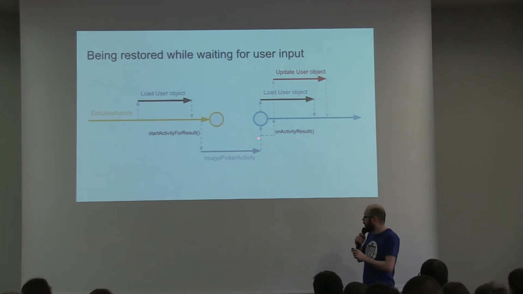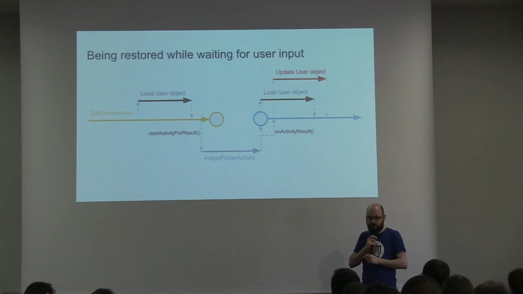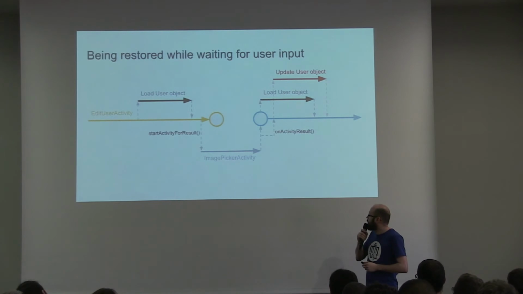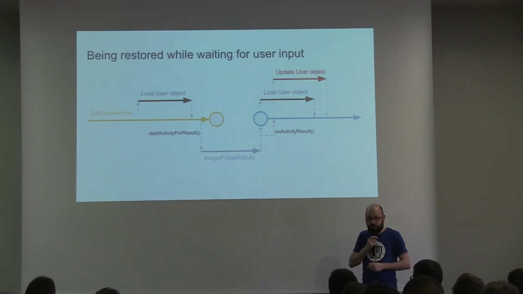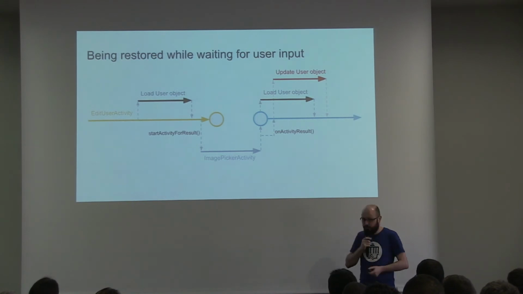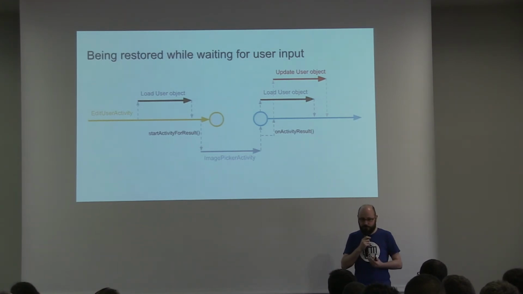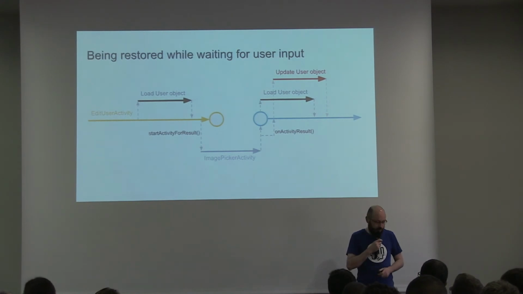In the meantime, on activity result gets called when the activity has been created. But if you kick off the update user object operation right there, the user object won't be loaded yet. So if that code basically assumes the user object is already there in memory, you will get a null pointer exception.